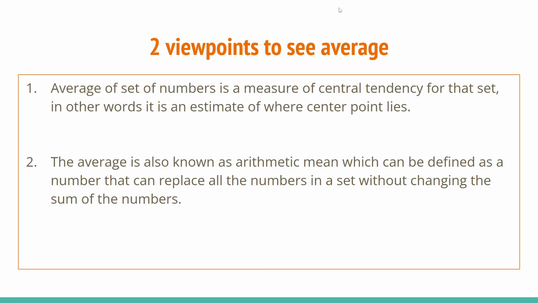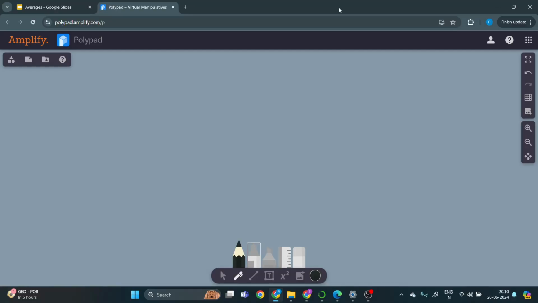Average is also known as arithmetic mean. Okay. What is an arithmetic mean? It simply means add all the numbers and divide by the total numbers, which can be defined as a number that can replace all the numbers in a set without changing the sum of the numbers. Okay, let's move and see what I mean by that.